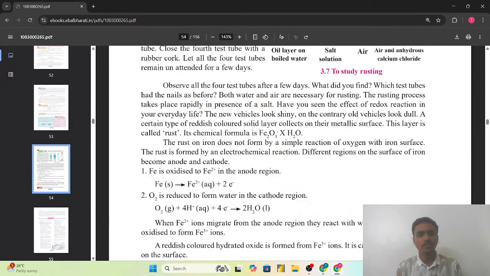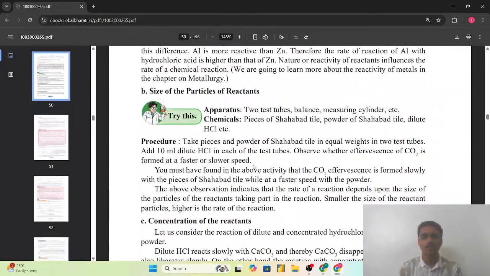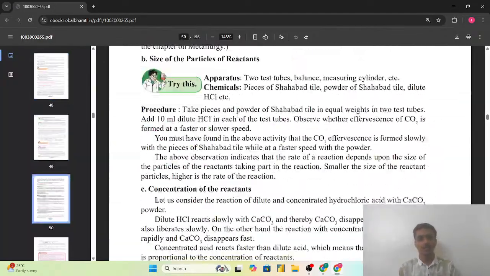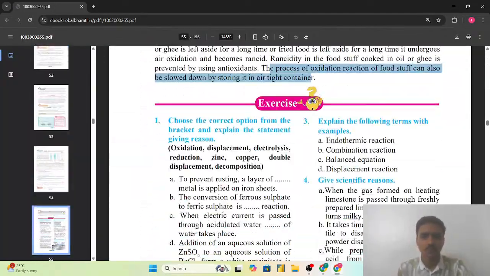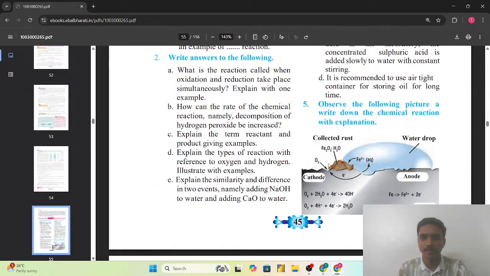So this is all regarding the third chapter of science one, that is chemical reactions and equations. So we have completed our chapter 3. Next, there are the exercise questions also. As I have explained each and every part, you can easily answer all these questions.